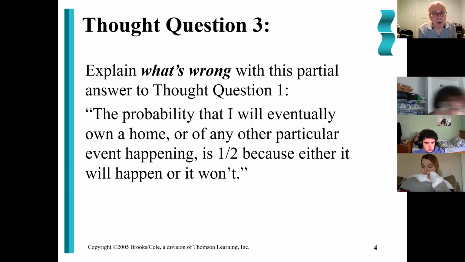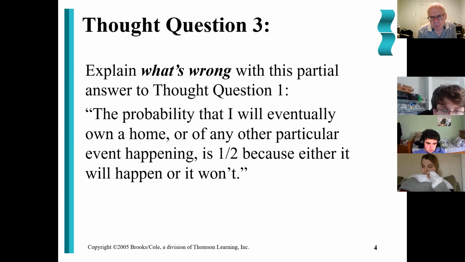All right, it's asking here about what's wrong with this partial answer to that question. The probability that I will eventually own a home, or if any other particular event happens, bad English, is 1/2, because either it will happen or it won't. What's wrong with that reasoning? It doesn't explain the variables that tie into it because it just says any other particular event happening. Okay, all right, sure. So you're saying there might be more than one reason, more than one possibility, owning a home.